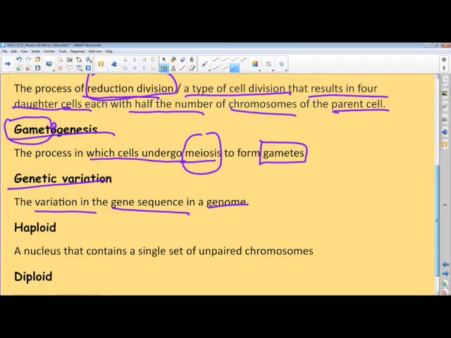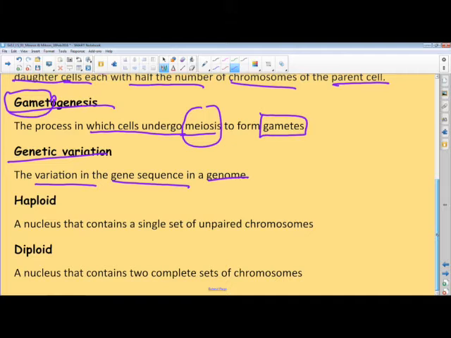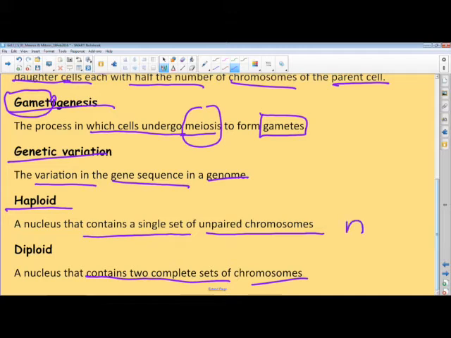Okay, and the next one, these are the words that you do remember. It's very simple. Haploid, right? The nucleus that contains a single set of unpaired chromosomes. And then of course, diploid consists of 2 complete sets of chromosomes. Haploid can be represented as N, and diploid can be represented as 2N. I know you haven't forgotten that.